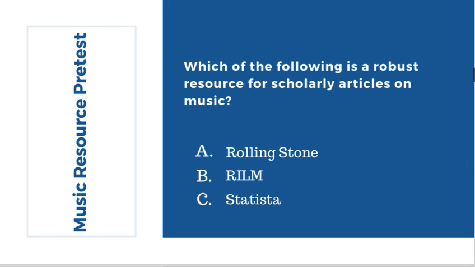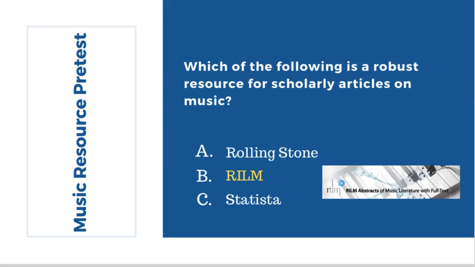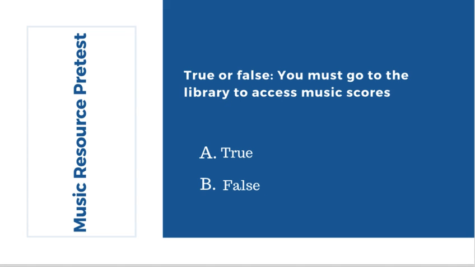Next question. Which of the following is a robust resource for scholarly articles on music? If you said B, Realm, then you are correct. We will dive into Realm in this tutorial as well. Statista is a data and statistics resource, and there are some great articles about popular music in Rolling Stone, but it is not a scholarly resource. For more information on what makes a resource scholarly, there is a library guide for that entitled Evaluation under English 110.